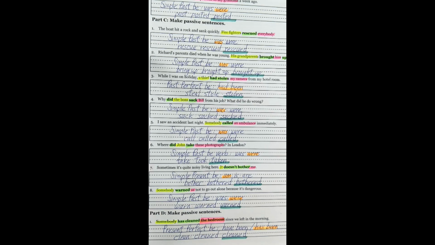Somebody has cleaned the bedroom since we left in the morning. Subject, somebody. Verb, has cleaned. Object, the bedroom. Has cleaned is present perfect. Present perfect be verb is have been and has been. Verb: clean, cleaned, cleaned.